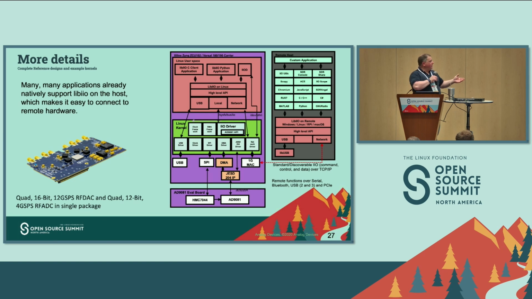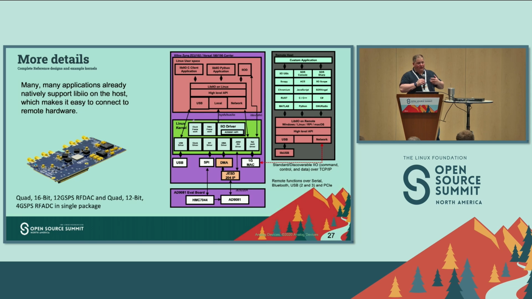So this will also scale. This is a quad 16-bit, 12 gigasamples per second RF DAC, and quad 12-bit, 4 gigasamples RF ADC in a single package. And we do the same kind of things.